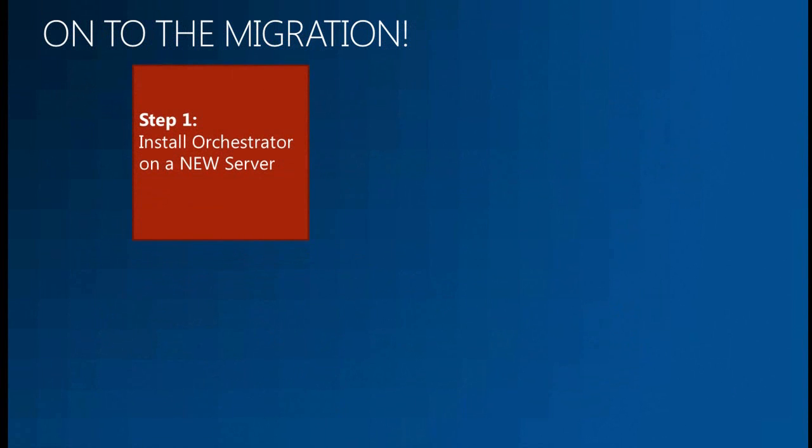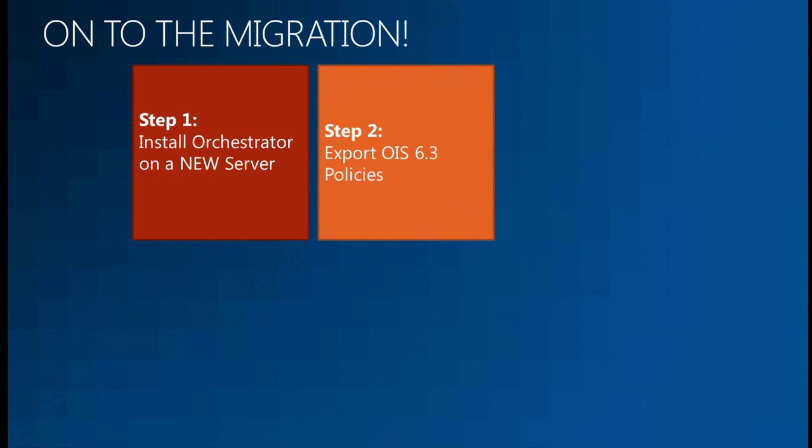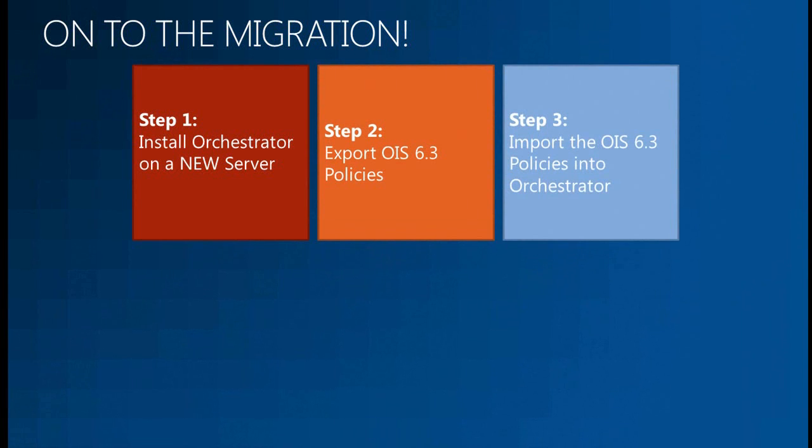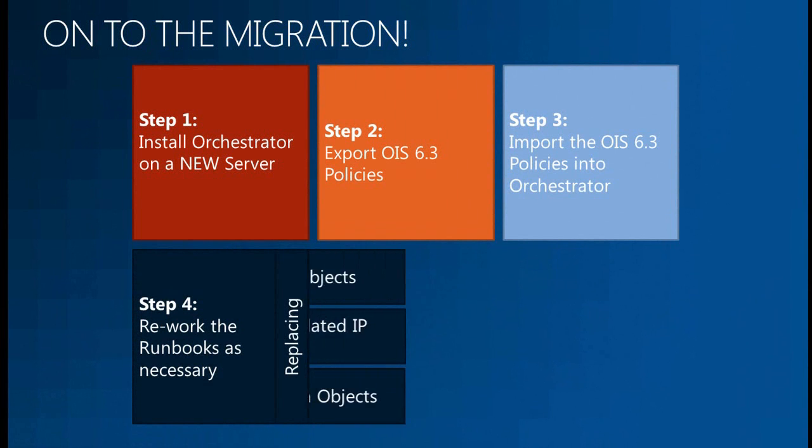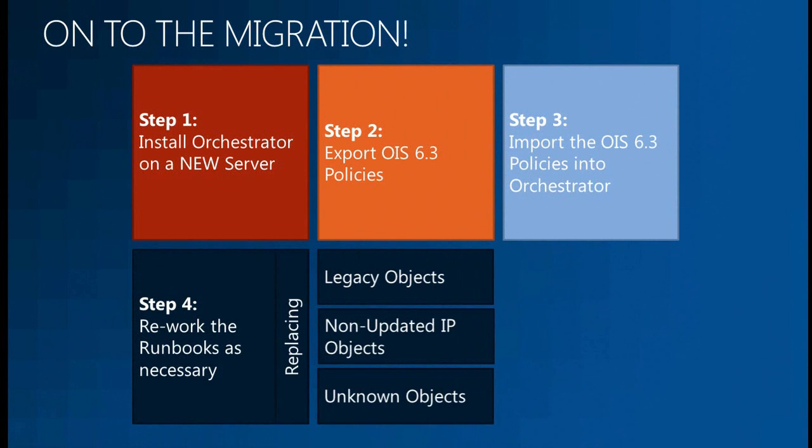On to the migration, getting close. I'm going to go through the steps involved in the migration. There'll be giant metro-style boxes here. Step 1, install Orchestrator on a new server. Step 2, export OIS 6.3 policies. Step 3, import the OIS 6.3 policies into Orchestrator. Step 4, rework the runbooks as necessary, replacing legacy objects, non-updated IP objects, and unknown objects.